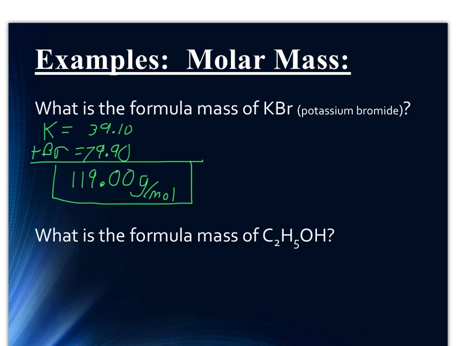I'm going to move on now to this bottom question, which is what is the formula mass of C2H5OH? All right, I'm doing this one because it's a little bit sneaky. We have this extra H right over here, so we need to remember to add it to that one. It's written like this because it's an organic compound. It has what is known as an alcohol group on the end, and this is ethanol, which is a type of alcohol and the type of alcohol that is in most alcoholic beverages.